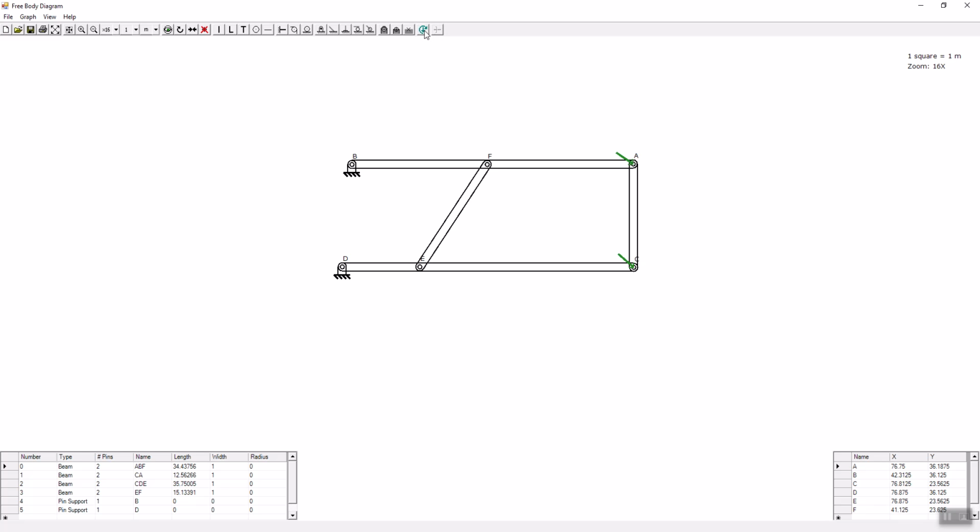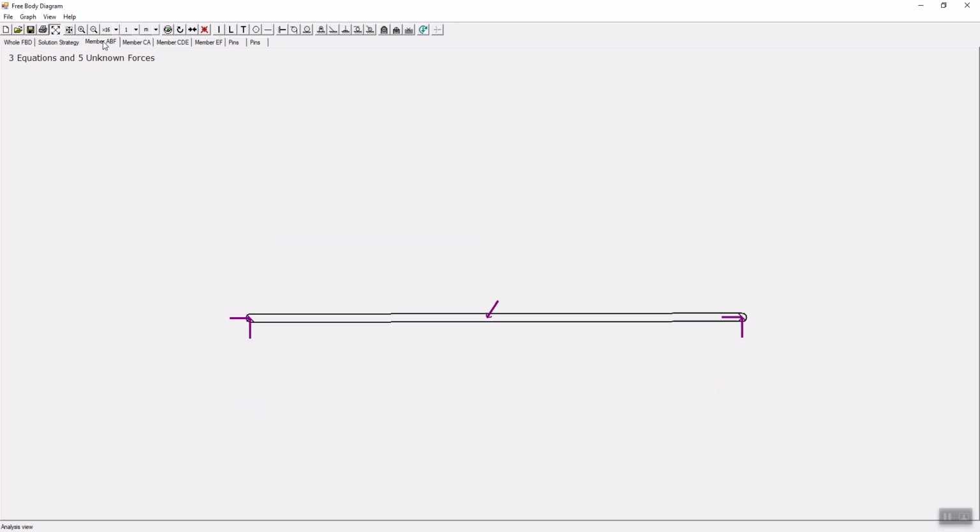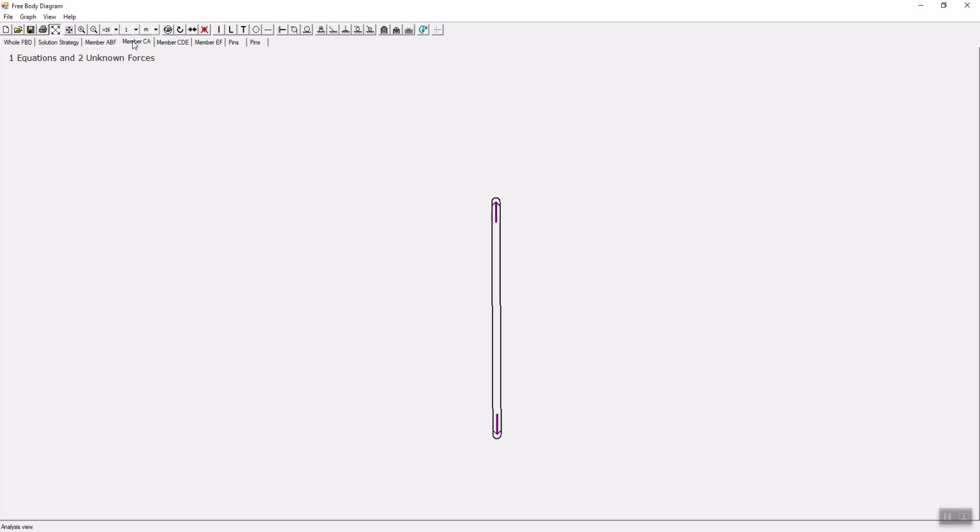Now we can draw the free body diagram. Click on the free body diagram button. You will get the free body diagram for the whole body, free body diagram of the top horizontal member, free body diagram of the bottom horizontal member. There are two force members. One is vertical, the other one is inclined.